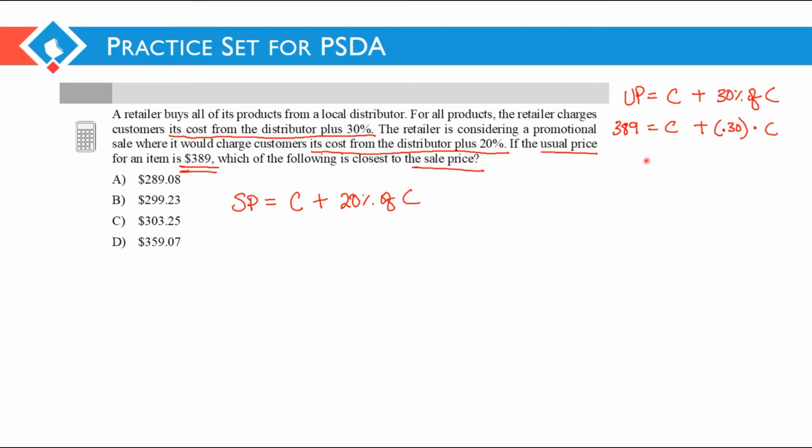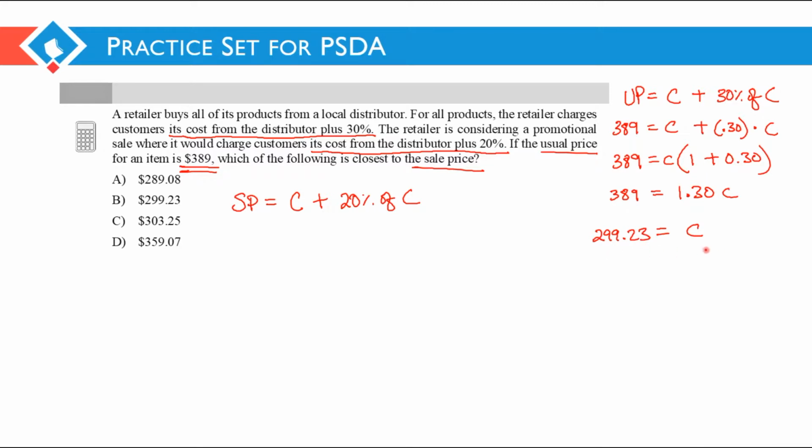And now I can factor this expression to determine what my value of C is. So 389 is equal to C factored out, and I'll be left with 1 plus 0.30. That means 389 is equal to 1.30 times C. Divide both sides by 1.3, and we will get our cost is equal to 299.23.